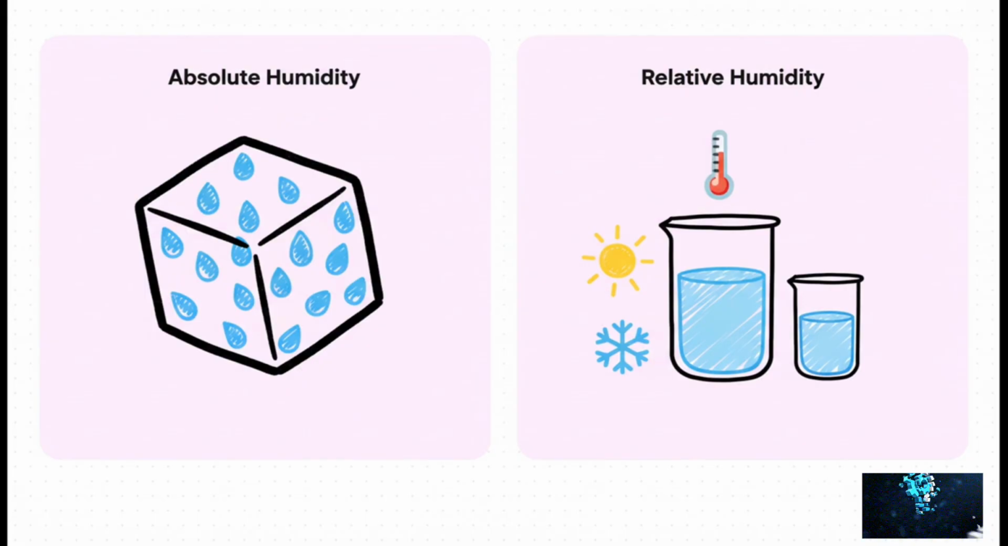So here's the key difference, right? Absolute humidity is the raw number, how much water is literally there. Relative humidity is about how full the air feels. This is exactly why a cold winter day with high relative humidity can feel so damp and chilly, even though the absolute amount of water in the air is way lower than on a hot, so-called dry summer day. It's all relative to the temperature.